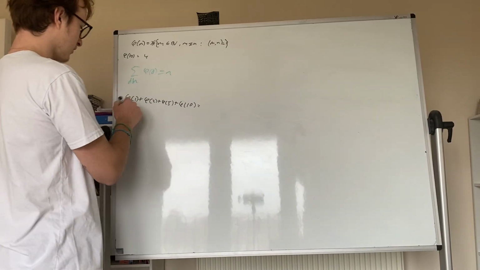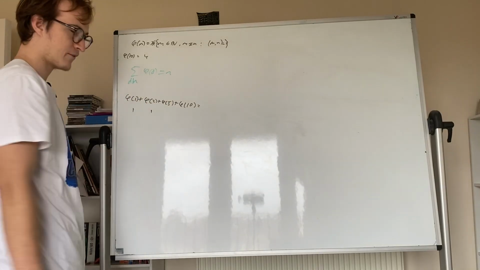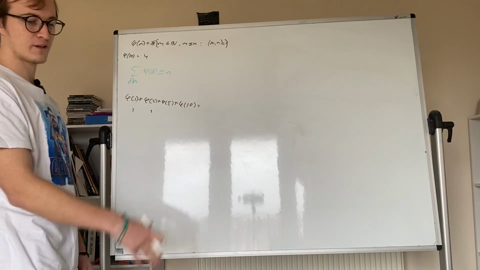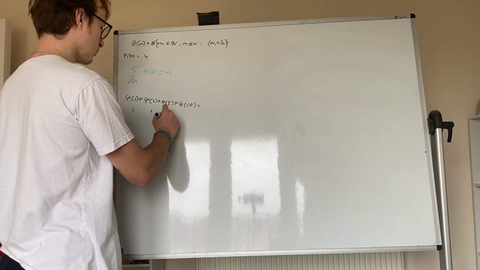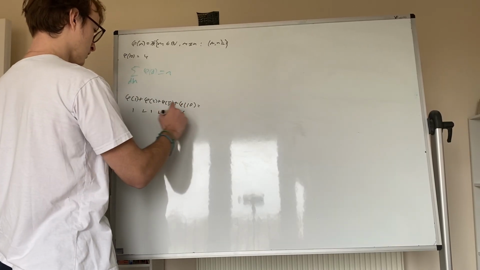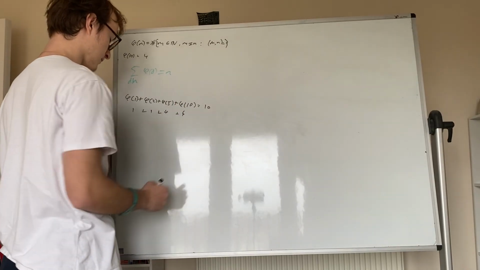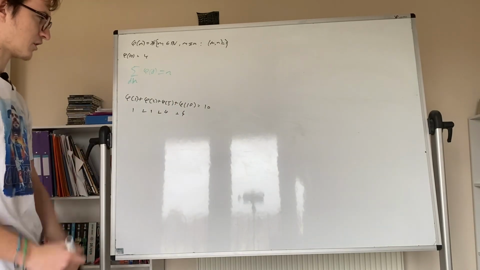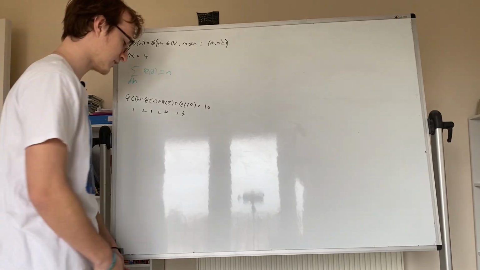So what's phi of 1? That's obviously just 1. Phi of 2, 1. Phi of 5, well, 5 is prime, so every natural number less than 5 will be co-prime to it, so we get 4. And then phi of 10 we just said is 4. So 1 plus 1 plus 4 plus 4 is 10. So, okay, that's an example of the theorem working. Now, let's prove it in general.